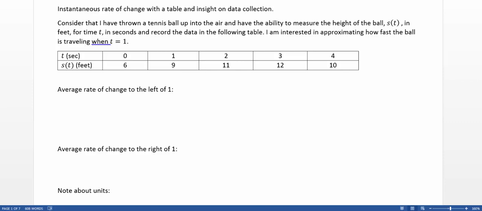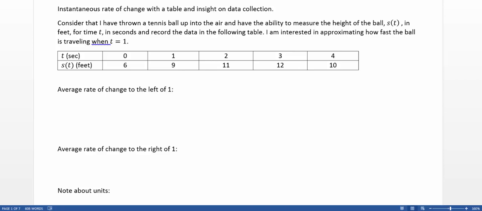Now, because I don't have the actual function that models this situation and I just have some points, that means that I'm going to be doing an approximation. So I'm going to get my best guess mathematically at how fast that ball is moving, while keeping in mind that if I had the actual function, I'd be able to get better information.